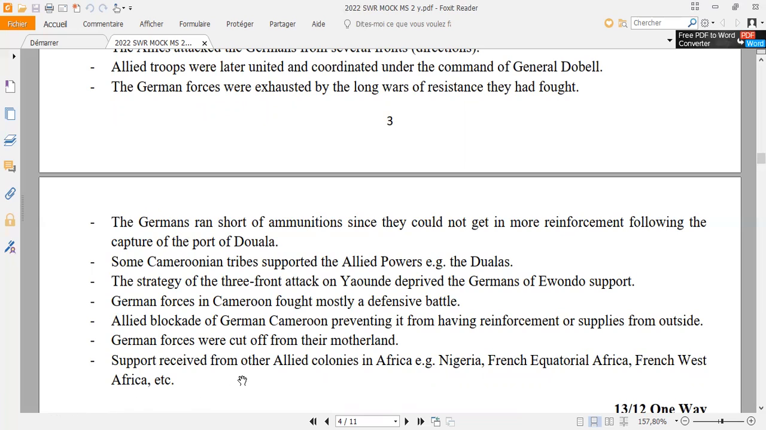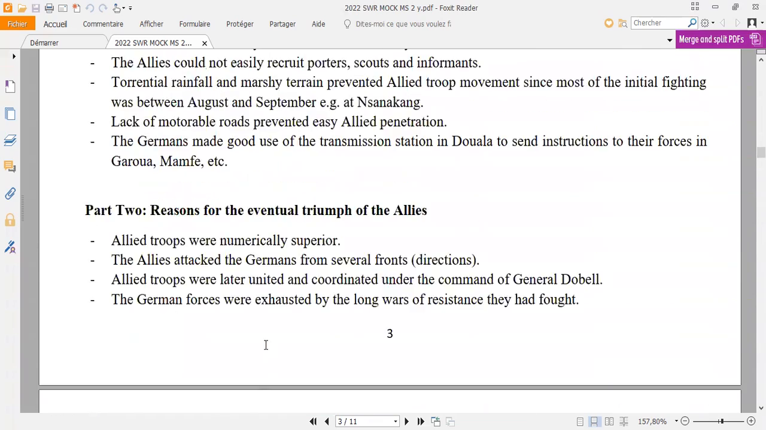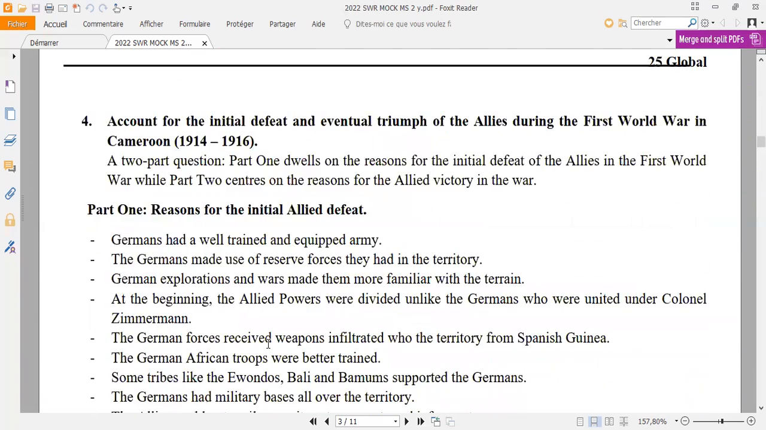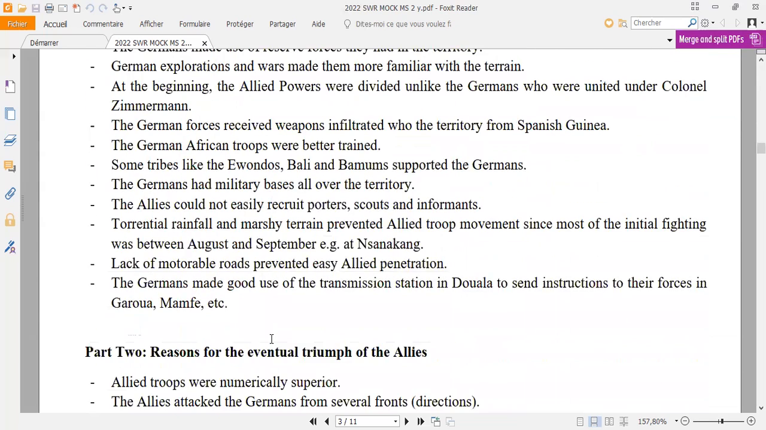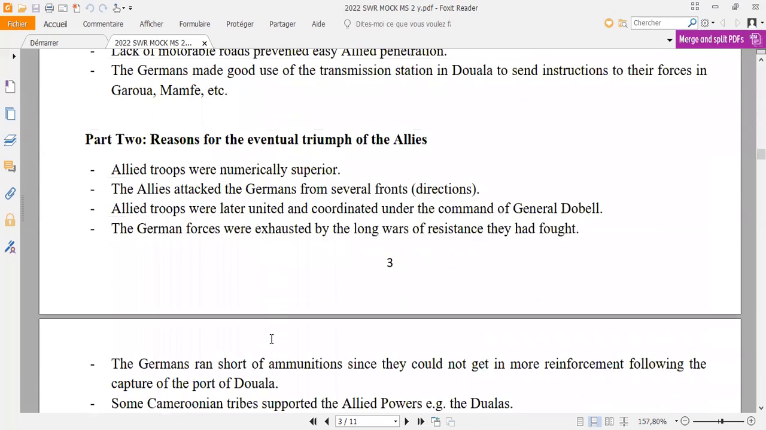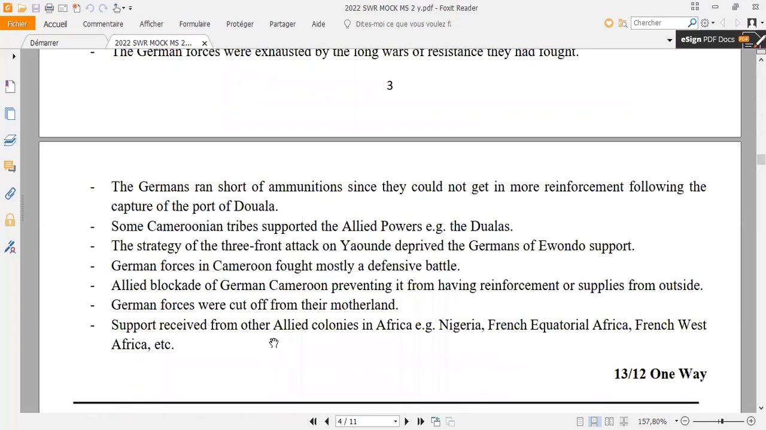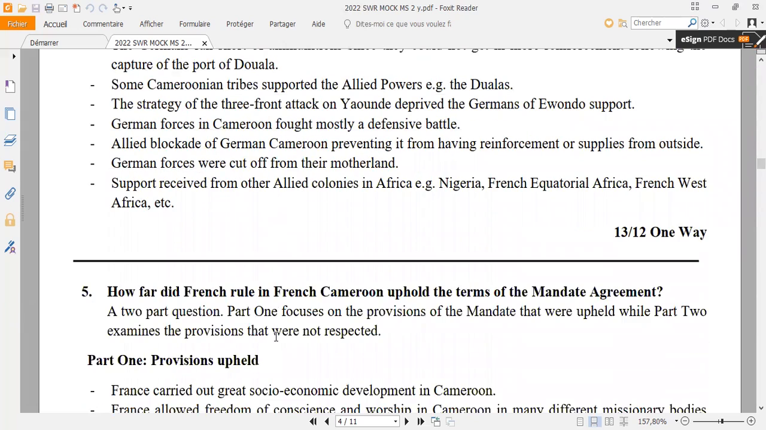Support was received from the Allied colonies in Africa, right? For example, you have Nigeria, French Equatorial Africa, and French West Africa, who gave support to the Allied. Good. So the first part of this question, I repeat, the first part of this question is to give reasons why the Germans resisted the Allied for so long, and the second part of this question, you were to give reasons why the Allied finally defeated the Germans, or reasons why Germany was finally defeated.